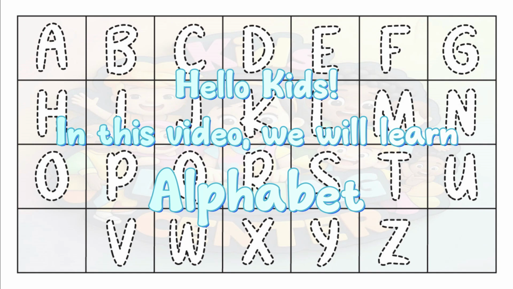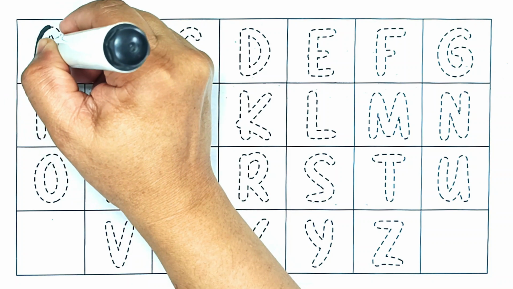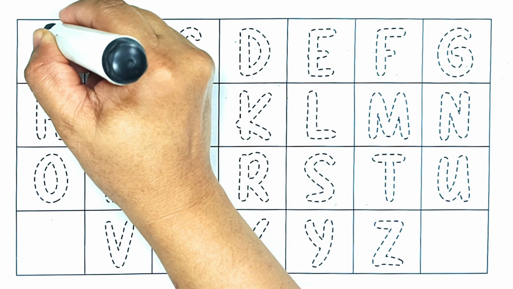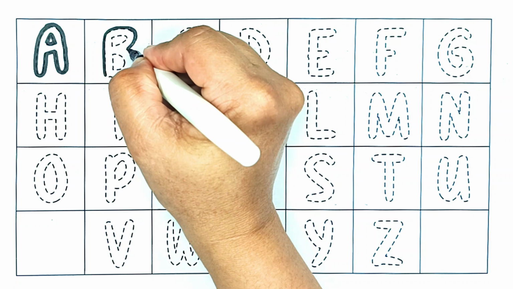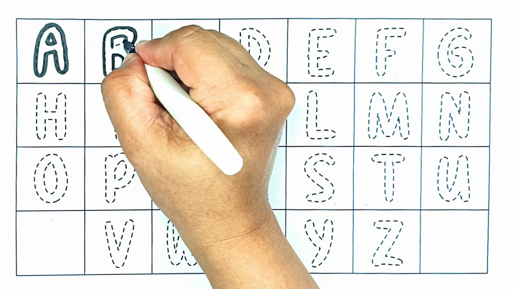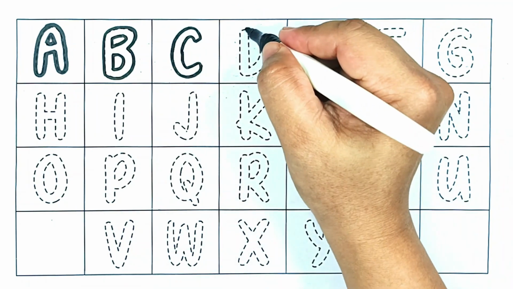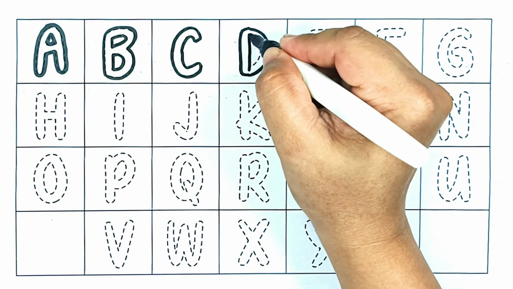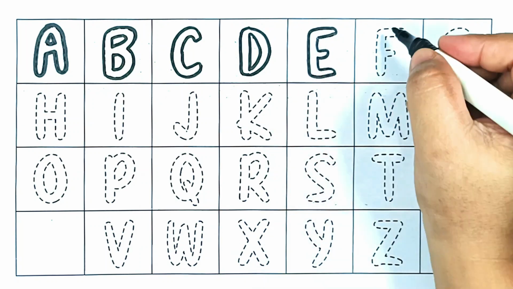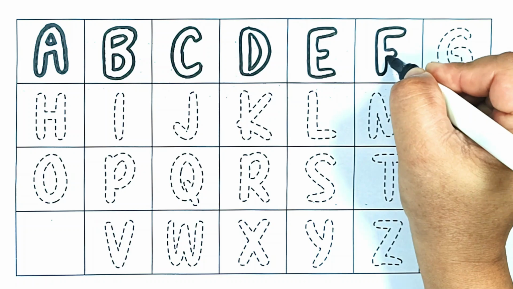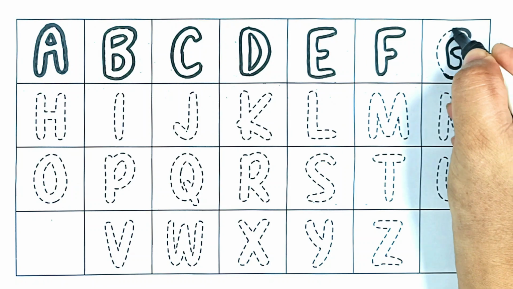Hello kids. In this video, we will learn alphabet. A, A, B, B, C, C, D, D, E, E, F, F, G, G.